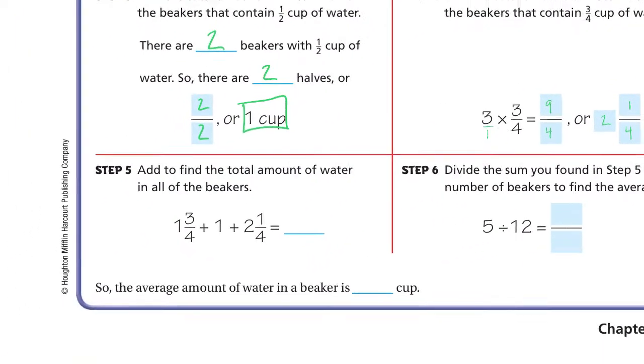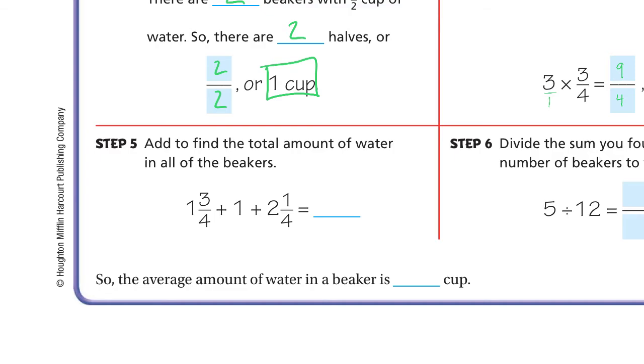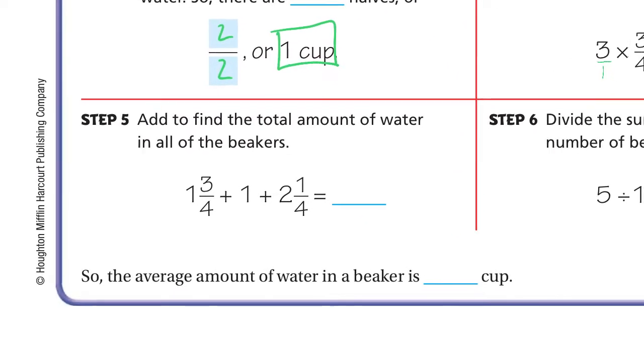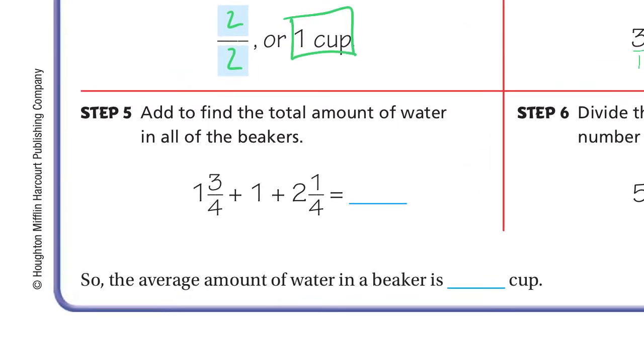Step 5, now I'm going to add all 3 of those values, and that's going to give me the total amount of water used. So I can do this by adding all of my wholes. So I've got 1 plus 1 is 2, plus 2 is 4. And now I'm going to add my fractions. 3/4 plus 1/4 is 1. So I'm going to have a total of 5 here.